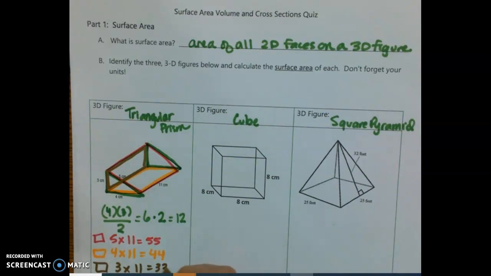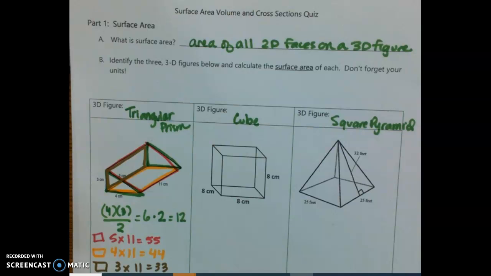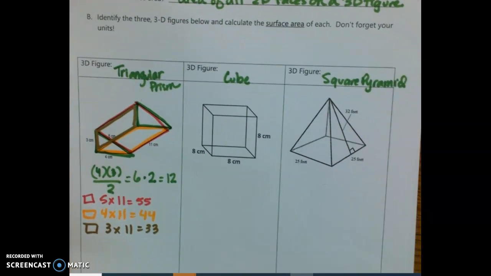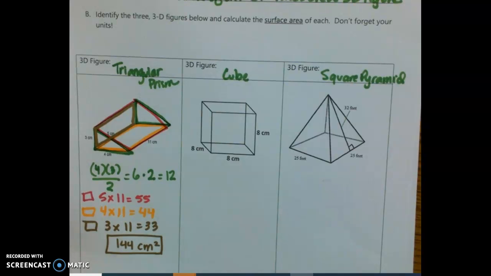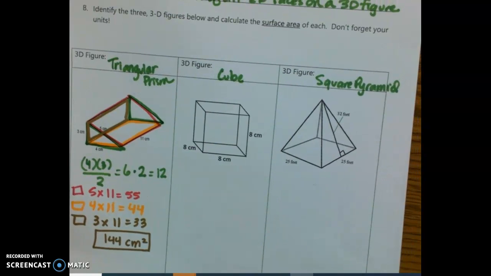okay, which is 33. So if I add all of those together, I see that my total surface area is going to be 144 square centimeters.